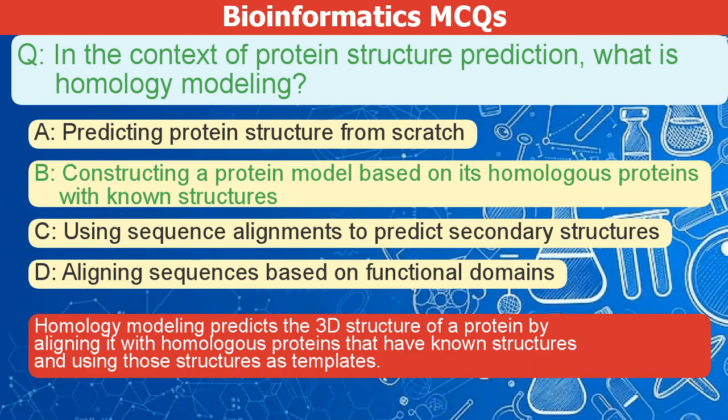The correct answer is B. Homology modeling predicts the 3D structure of a protein by aligning it with homologous proteins that have known structures and using those structures as templates.